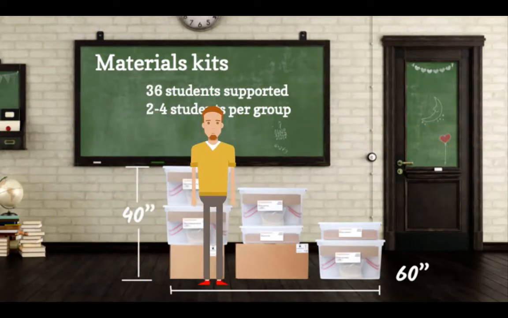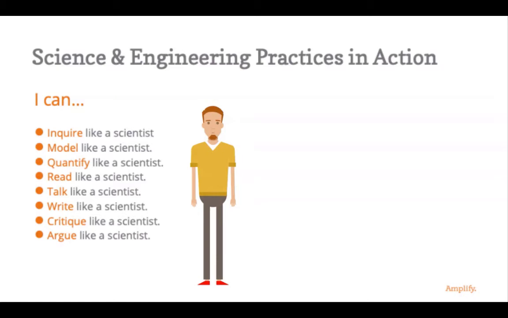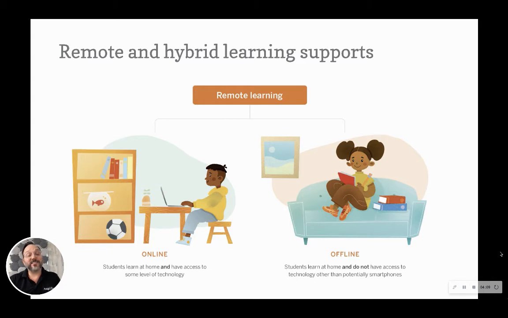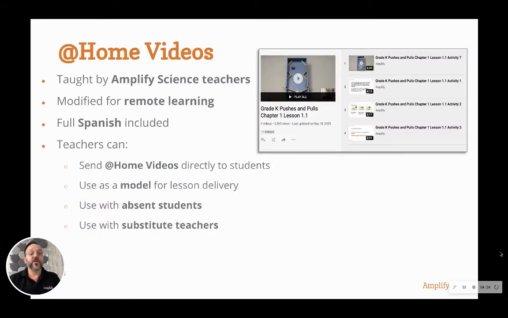With all these great resources, you can watch your students have fun and show how they can inquire, model, quantify, read, talk, write, critique, and argue like real scientists. In addition to all those cool things that Teacher Tom mentioned, we've also added remote and hybrid learning support. So whether students are online at home with access to technology, like our student on the left there, or students on the right who don't have as much technology at home, but still can work through our program in a print-based fashion. One of the coolest things we've added is what's called at-home units.